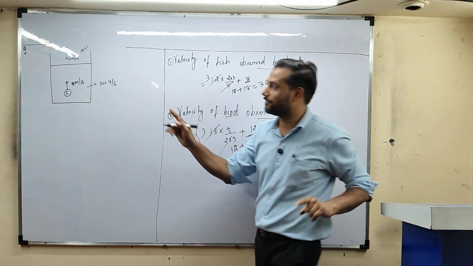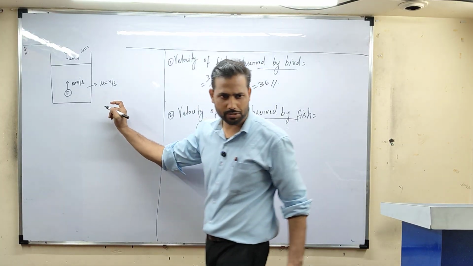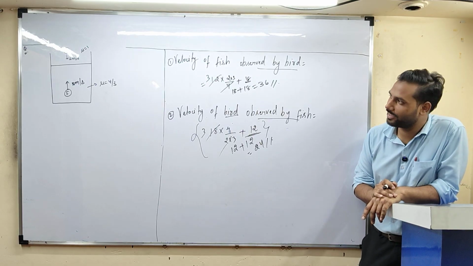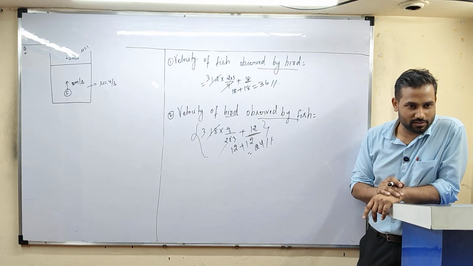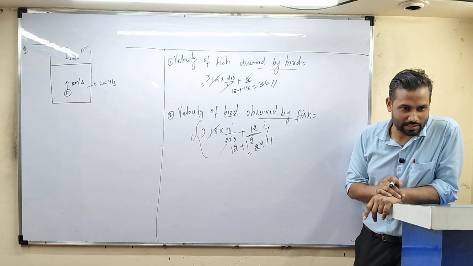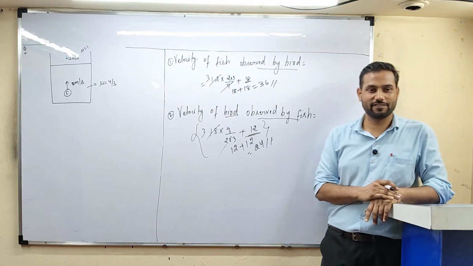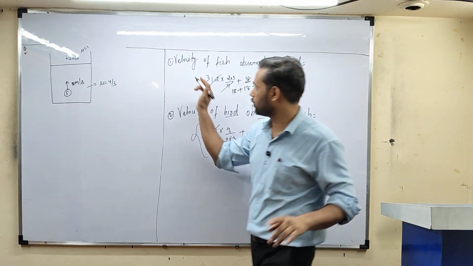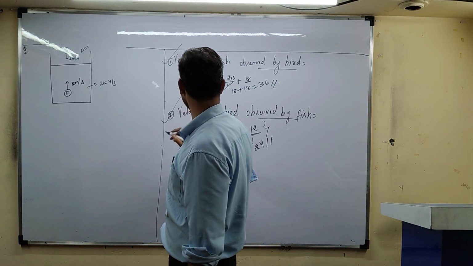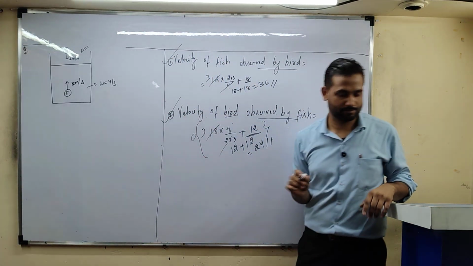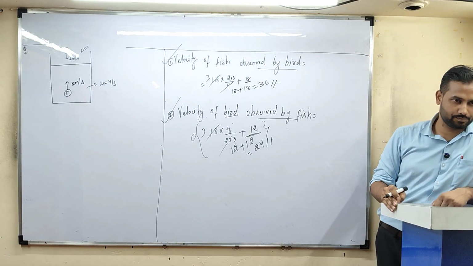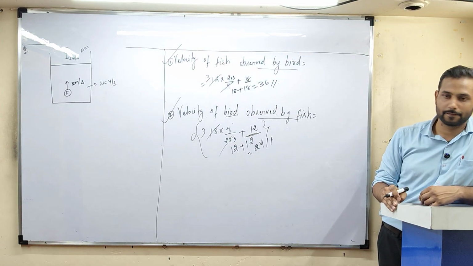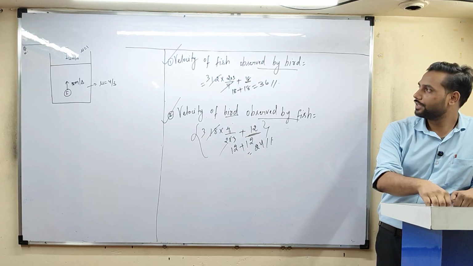In the previous question, the value of mu was, I think, mu equal to 2, maybe? Okay, the previous question. Then solve. The same thing, here also, the velocity of bird, velocity of fish. Same scenario. Velocity of bird observed by fish.